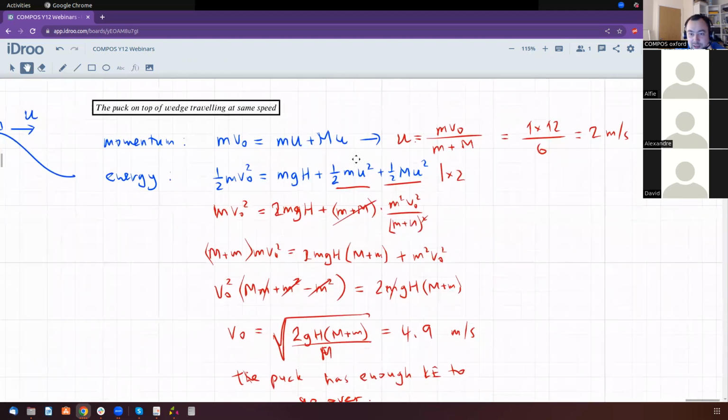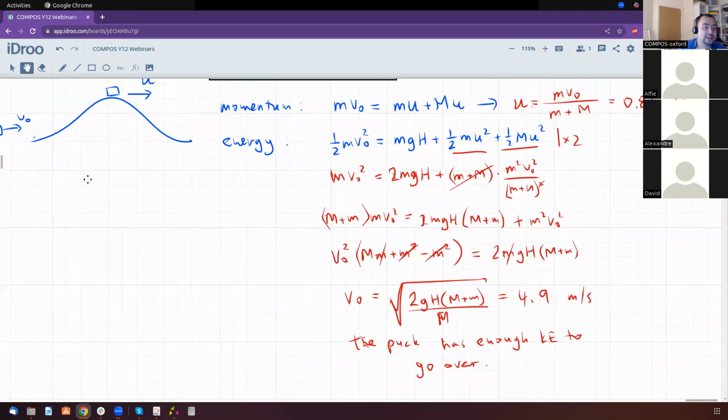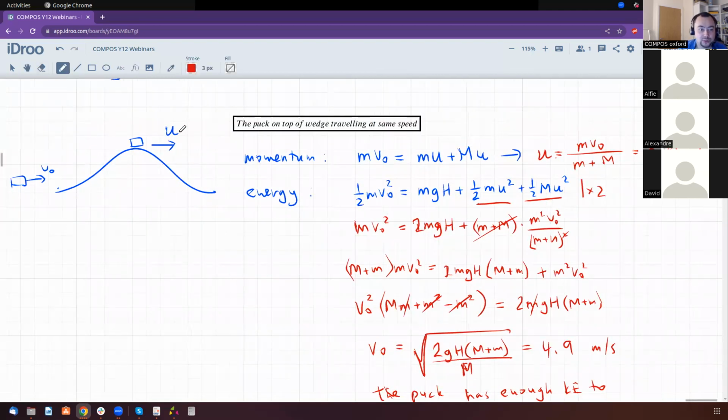Right. So that doesn't make sense. So checking 4.9 over 6, so that would be 0.82 meters per second. That's reasonable. So they would be moving at a speed of 0.82.